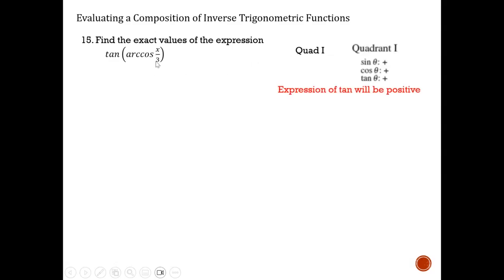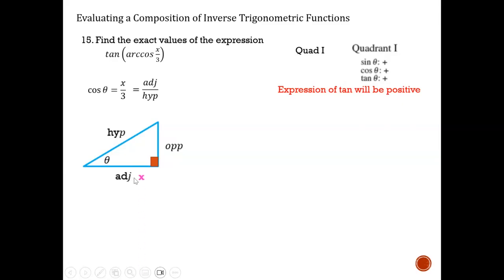So from the arccosine of x over 3, we're going to get our triangle. The x is going to be adjacent, and the hypotenuse will be 3. So again, as before, we're looking for the opposite. It's going to be x squared plus b squared equals 3 squared, so b squared equals 9 minus x squared. So b equals the square root of 9 minus x squared. So I got my b, which is the opposite.